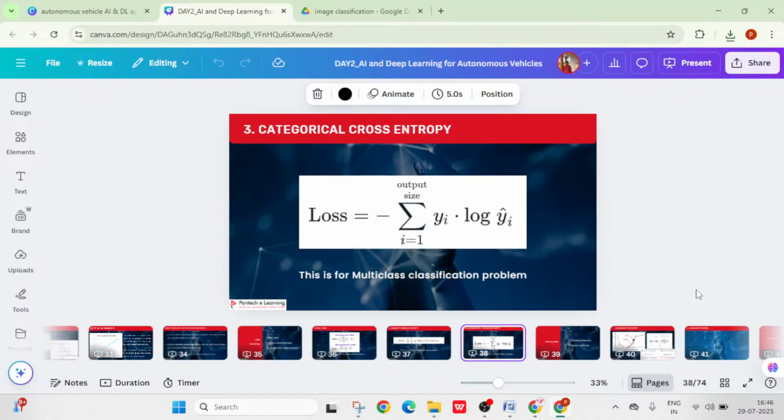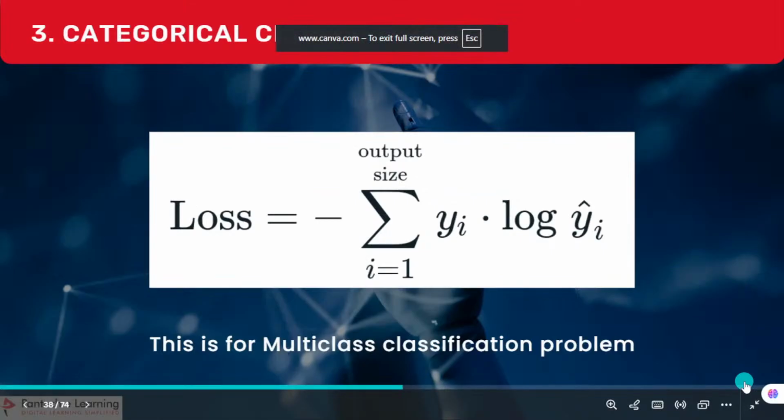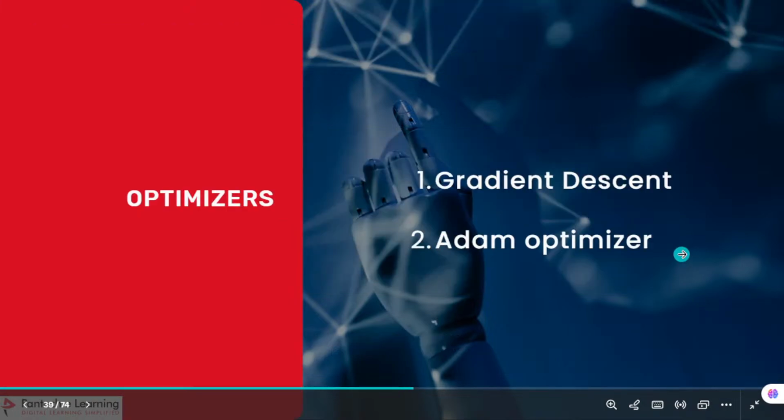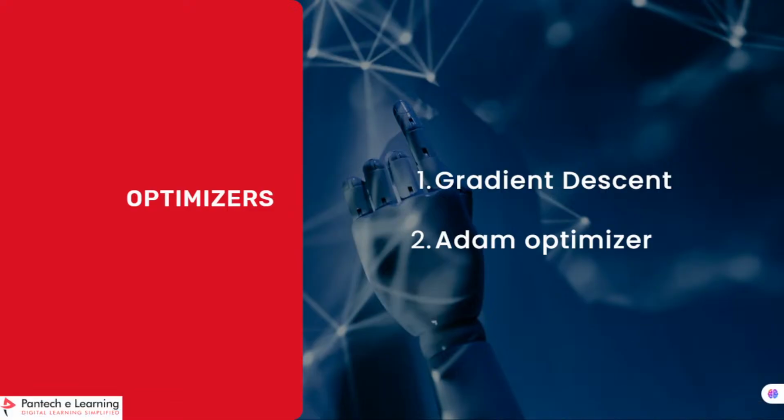Coming to the next one, after completion of this you can see categorical cross entropy. What is the meaning of categorical cross entropy? What is the use of this particular categorical cross entropy? Categorical cross entropy works for multiple classification, which I have already discussed with you. So now we have discussed activation functions as well as loss functions.